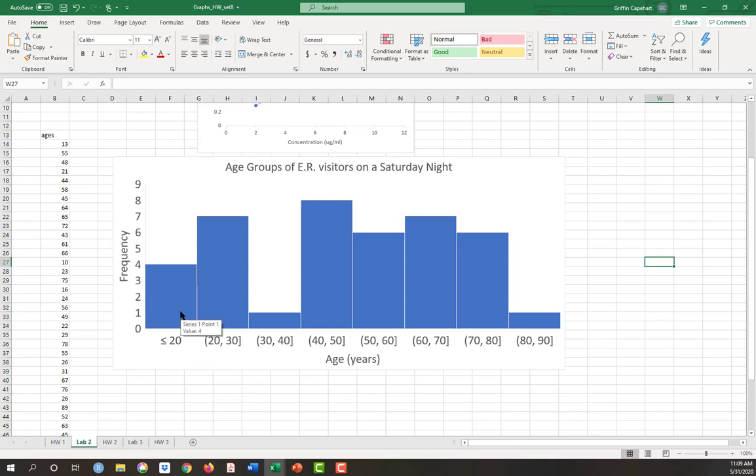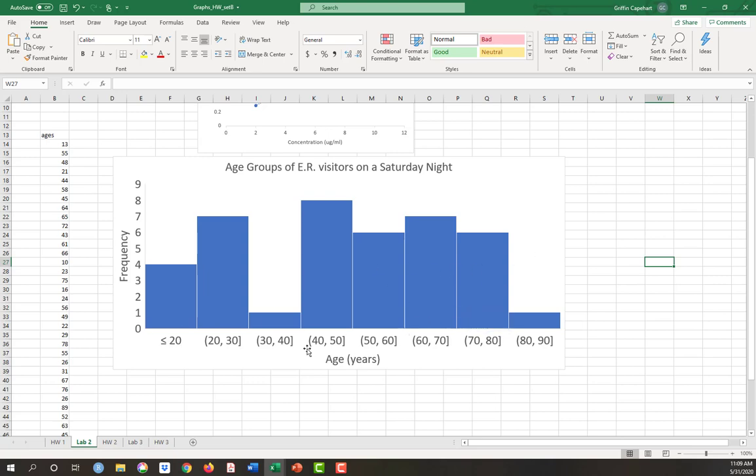So, patients that were under 20 years of age, there were 4 of them. Patients between the ages of 20 and 30, 7. Patients between the ages of 30 and 40, 1. Patients between the ages of 40 and 50, 8. So on and so forth. I would expect the numbers here to be the highest, but kind of not what we see.